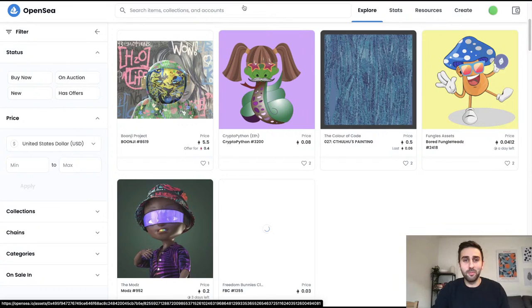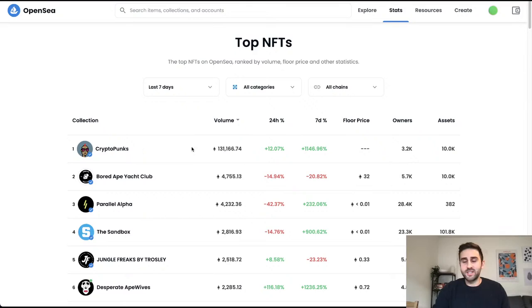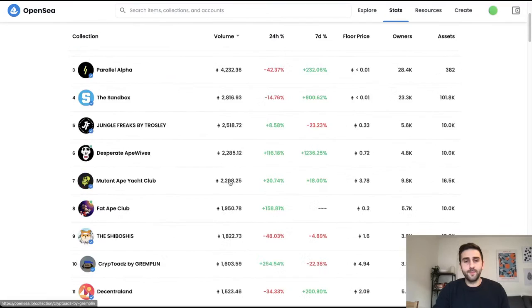And you can see the volume, right? This is just in the last 7 days of people buying different collections. 131,000 Ether moving just through the CryptoPunks collection. Bored Ape Yacht Club, 4,700 Ether. You can keep going down. It's a really hot market. I think that point's been made now. So let's keep going.